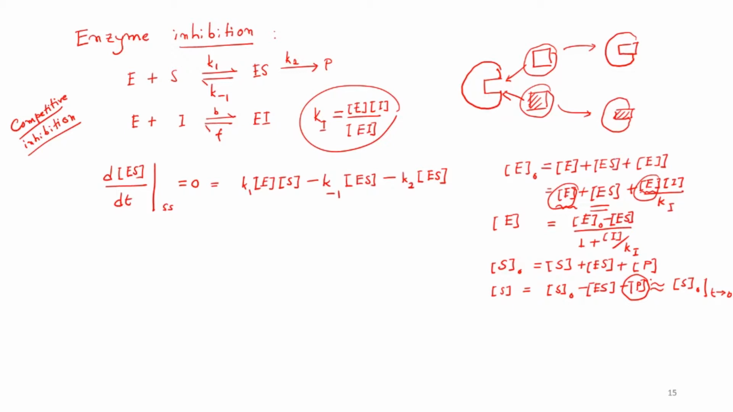Now we can put the values here and try to figure out what ES is. This is under steady state as well as t tends to 0, and I'm writing both together. So this will be K1, and instead of E, I'll write E0 divided by 1 plus I by Ki, and minus ES.